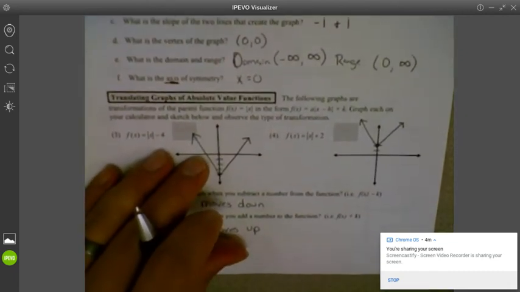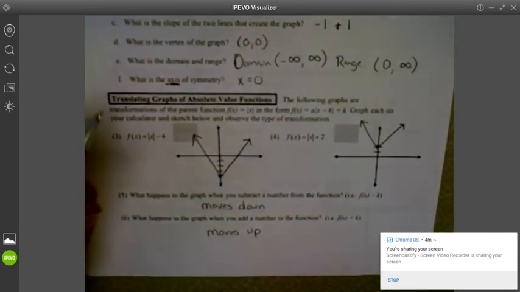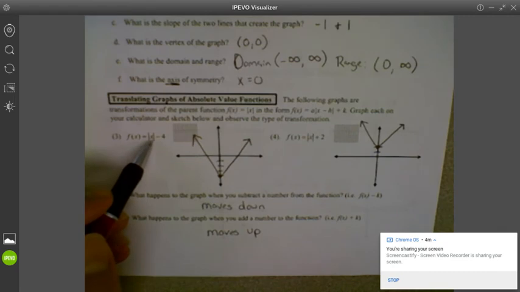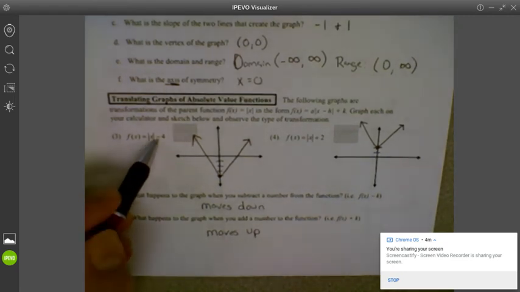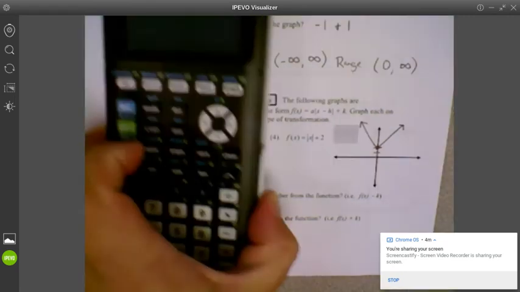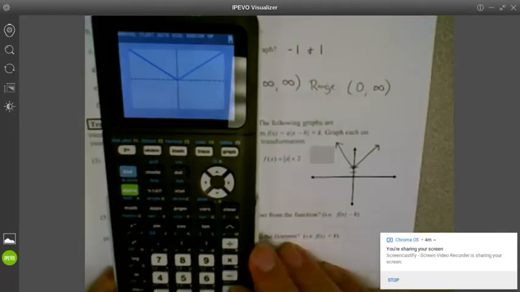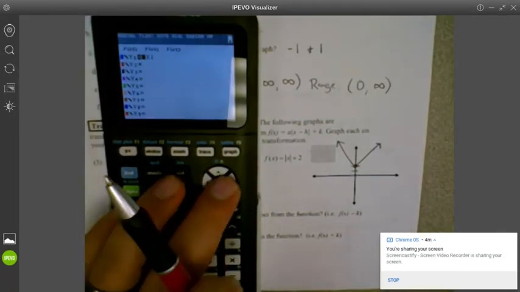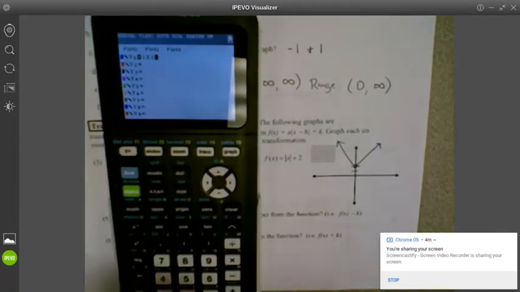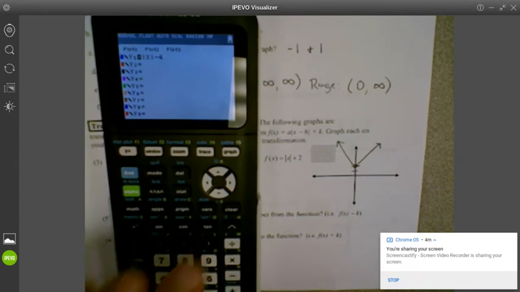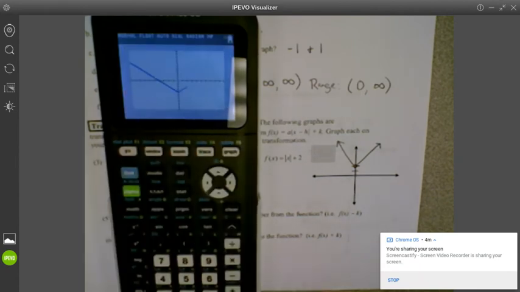Okay, so let's go to the bottom. Number 3, if we type in y equals the absolute value of x and then subtract 4, let me show you how you would do that on your graph. Just like we had y equals the absolute value of x, now on the outside, if we put minus 4 and then hit graph, it's going to move that graph down 4.